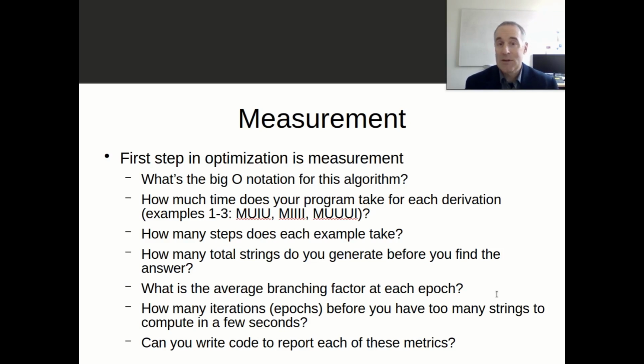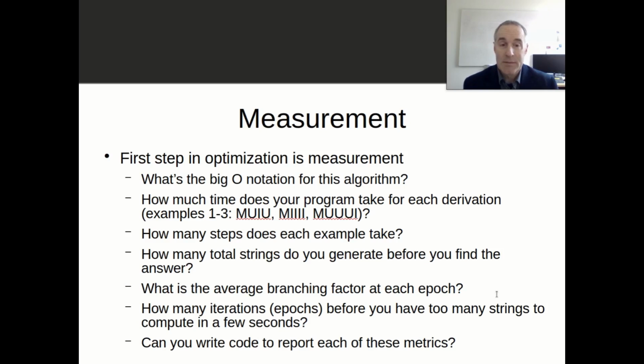You can look at how much time your program takes for each derivation, look at all three examples and try to compute how long they take. That should be easy to do. Slightly more involved, keeping a counter would tell you how many steps each example takes, in terms of how many epochs, as we referred to it in the previous video. And then not only the epochs, but how many total strings your program generates. All of these are useful measures.